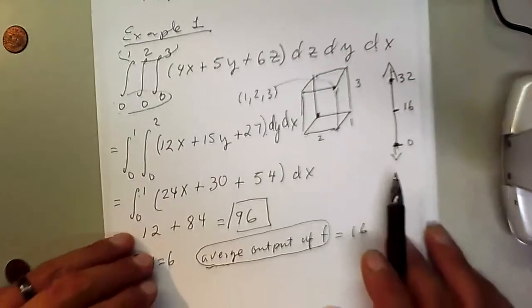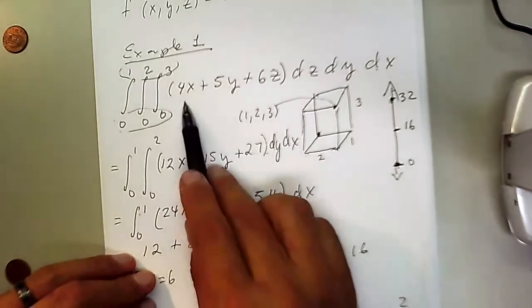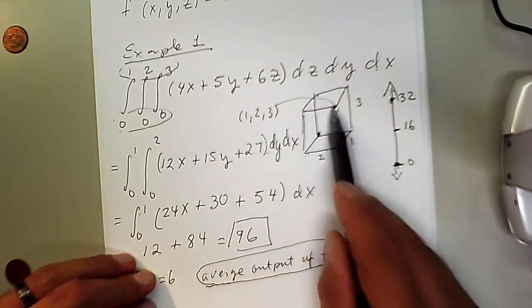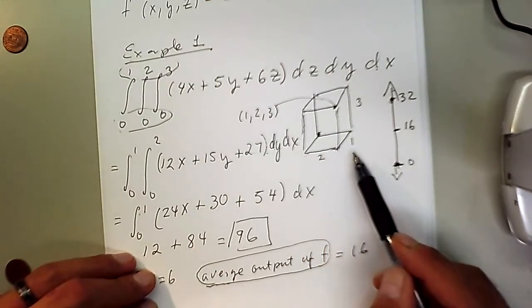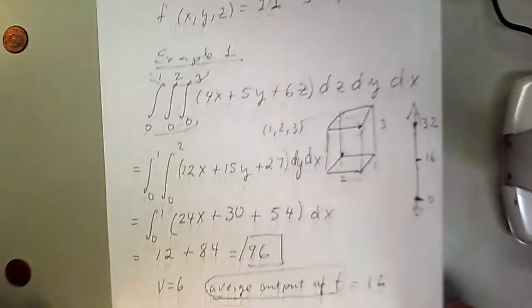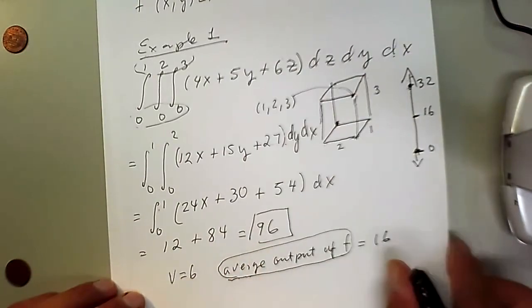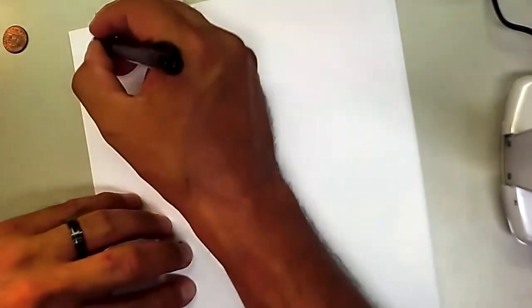In fact, if functions were this linear, and these solids were that simple, then we would not need triple integrals. All we have to do is a simple multiplication, 16 times 6, and that would give us 96. But most of the time, that is not going to be the case. So let's do an example that is more complicated. In my opinion, much more complicated.